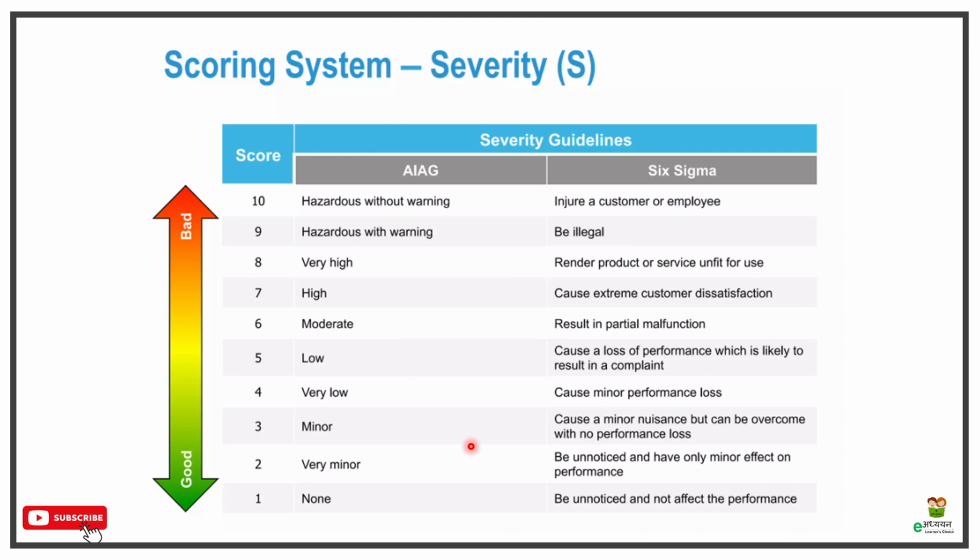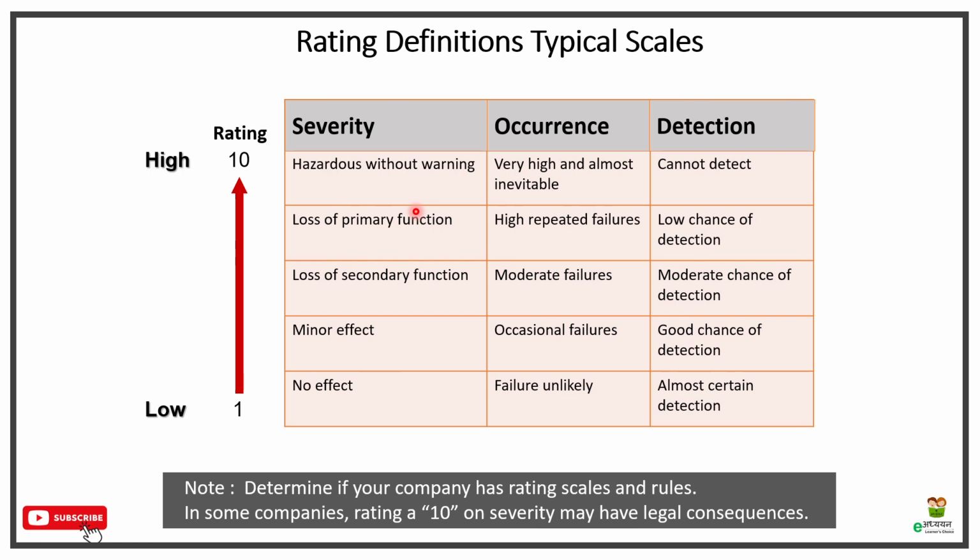In order to define this severity, occurrence and detection, we have a scoring system from good to bad. So 1 is very good, 10 is very bad. Then we have the rating as we discussed: 1 is very low, 10 is very high. When there is no severity effect, we can define it as a 1, and if it is hazardous without any warning, we can define it as a 10.